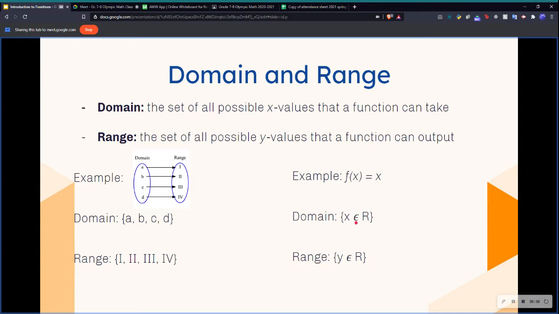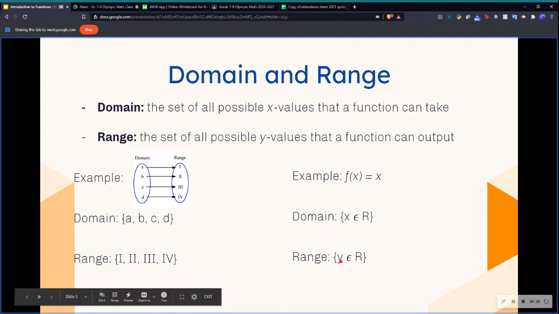This ∈ right here just means belongs to the set of. And the R here just stands for real numbers. So this is what that notation means. So the domain is x belongs to the set of all real numbers. And the same thing for the range as well. Instead of x, you write y, and y belongs to the set of all real numbers as well.